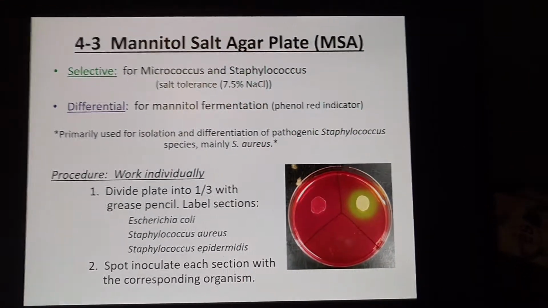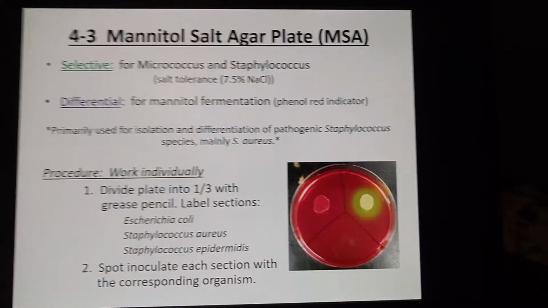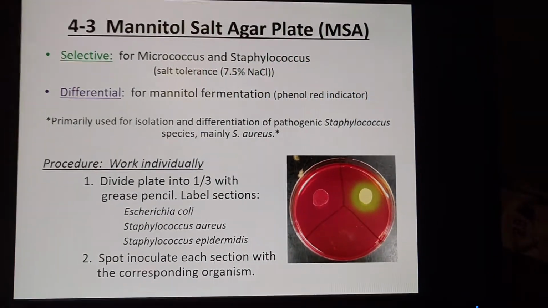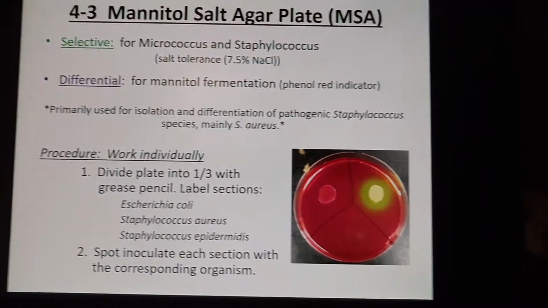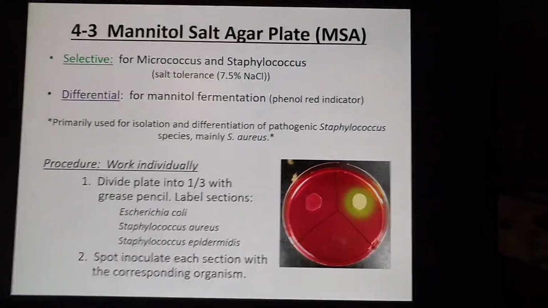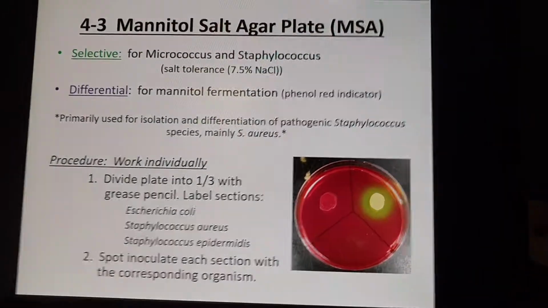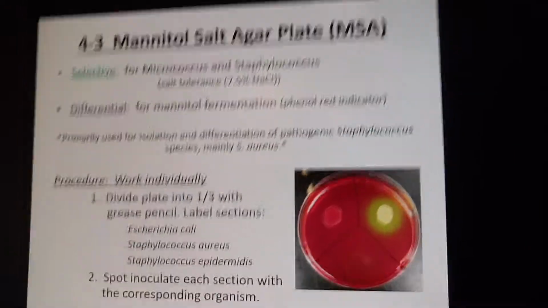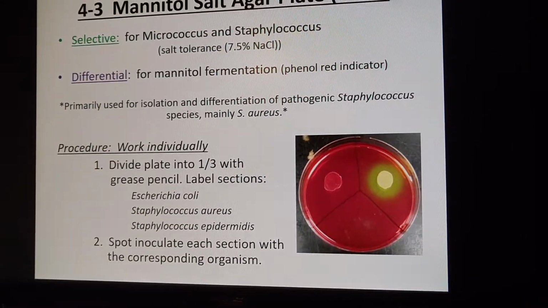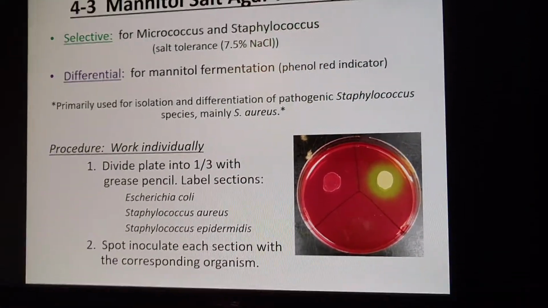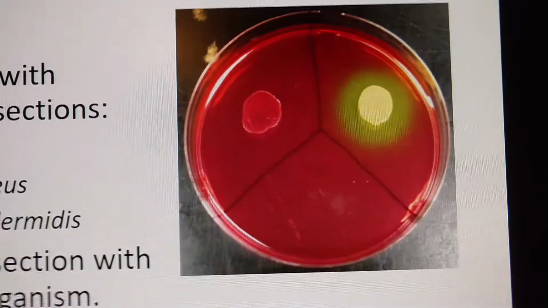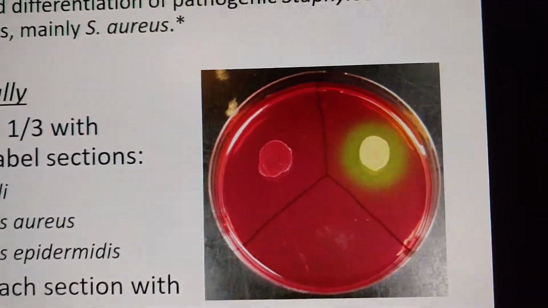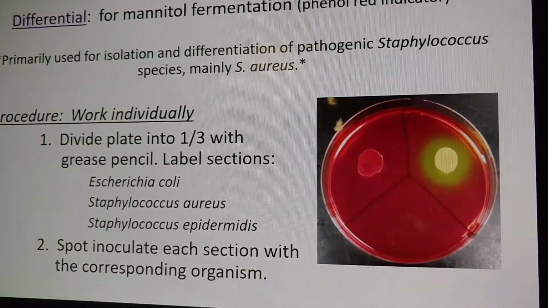It's differential for mannitol fermentation. That's the phenol red indicator, which is going to turn yellow if mannitol is fermented to acid, producing acidic, low pH. Now on this one, you would have been dividing your plates into thirds and spot inoculating with 1 gram-negative and 2 gram-positives. The 1 gram-negative, which would have been down here at the bottom, is where E. coli was spot inoculated. And then you have your 2 gram-positives.